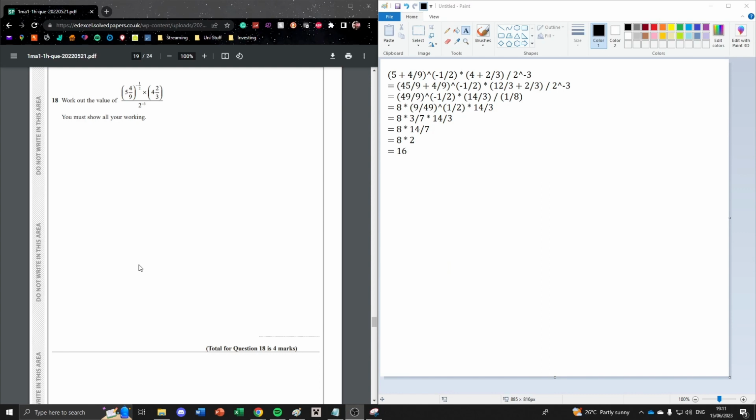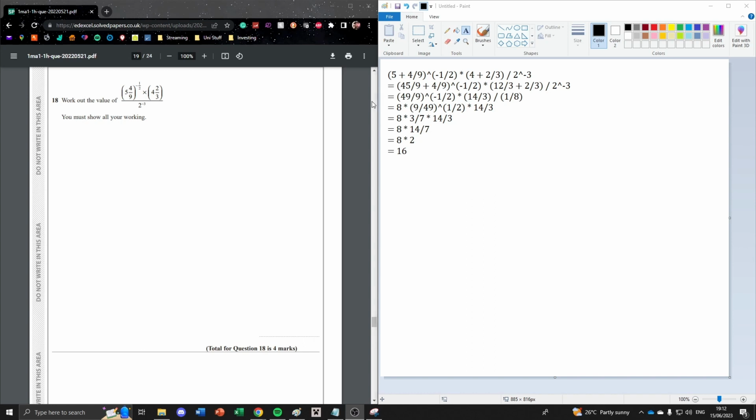Okay, so question 18 is all about simplifying expressions. So we're given this very horrible looking expression here, 5 and 4/9 to the power of minus a half times 4 and 2/3 all divided by 2 to the power of minus 3. So this is very much a question that we want to tackle one part at a time. So we're going to go through and we're going to simplify each term into something much nicer, and then we can calculate it at the end.